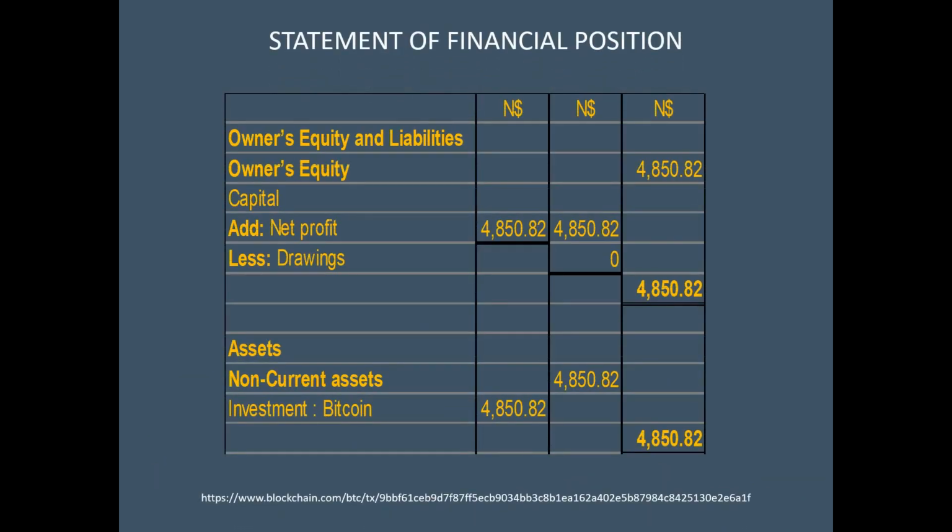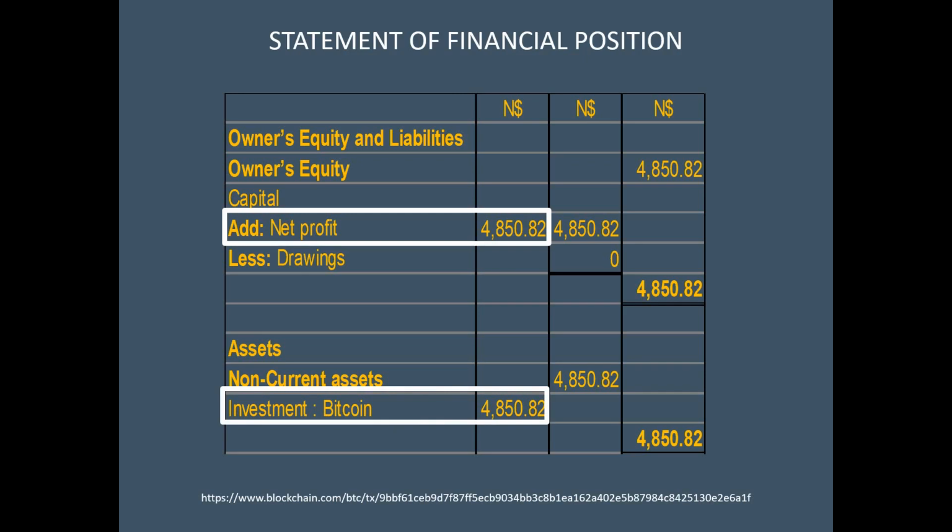And in our statement of financial position, our owner's equity and liability section will remain the same, because sales did not change at all. The change that did occur is in our assets, and now our Bitcoin is no longer under our current assets but under our non-current assets, because we are not accounting for it as a medium of exchange. We are accounting for it as a store of value. Our Bitcoin, we will treat it as an investment.